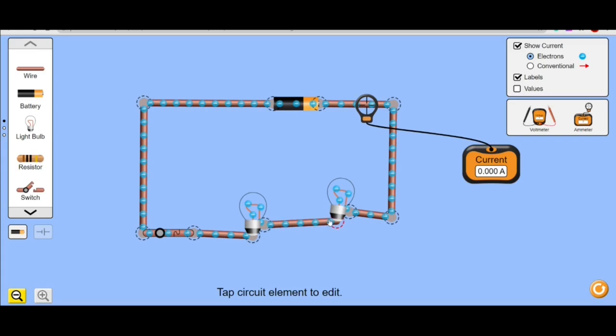Now let's see what happens if I connect one more bulb here. As of now, you can see that the current flowing through the circuit is 0.45 ampere.